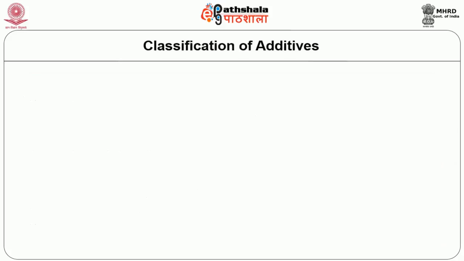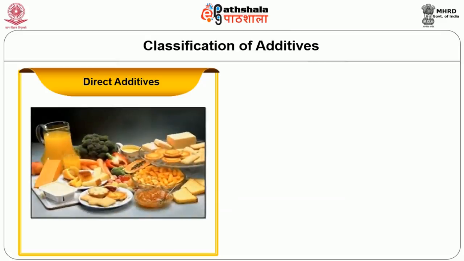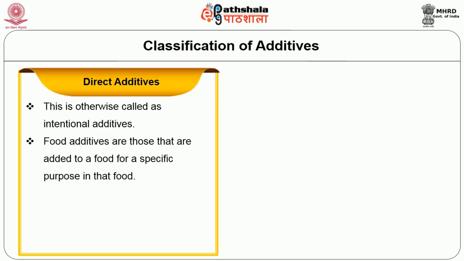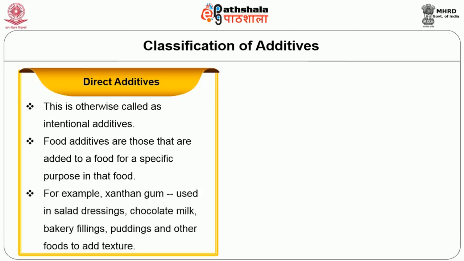Next, we will see the classification of additives. There are two types of classification: one is direct additives, another is indirect additives. Direct additives are otherwise called intentional additives. Food additives are those that are added to a food for a specific purpose in that food. For example, xanthan gum is used in salad dressings, chocolate milks, bakery fillings, puddings and other foods to add texture.